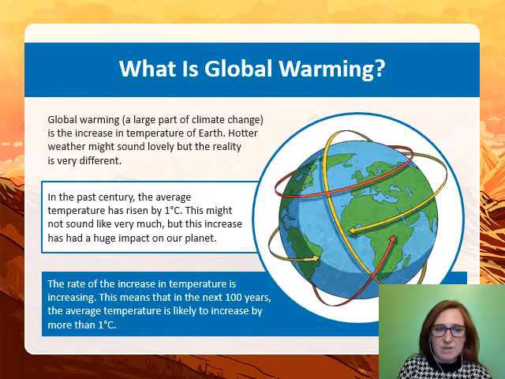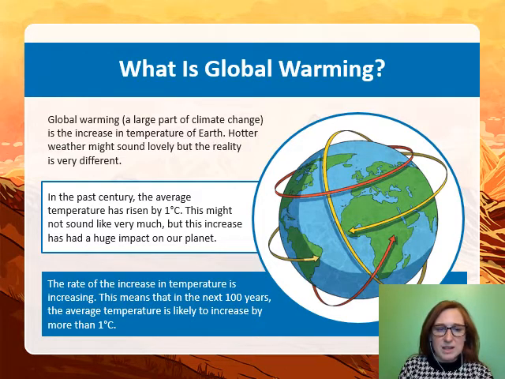In the past century, the average temperature has risen by 1 degree C. This might not sound like very much, but this increase has had a huge impact on our life. So if the room temperature that you're in right now increased by 1 degree C, you probably wouldn't notice it a huge amount. But when that's all over the planet, it is making a difference.